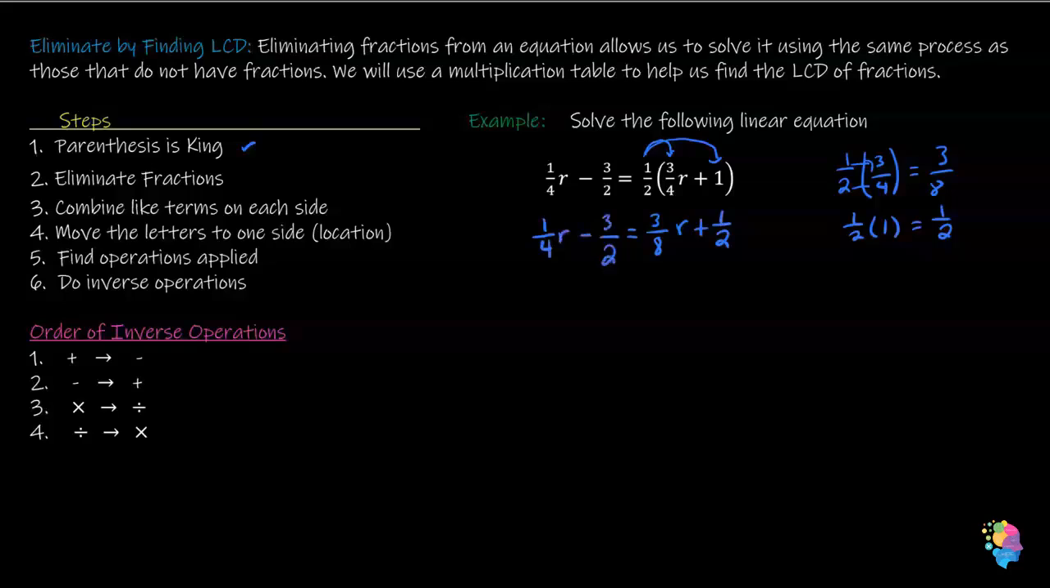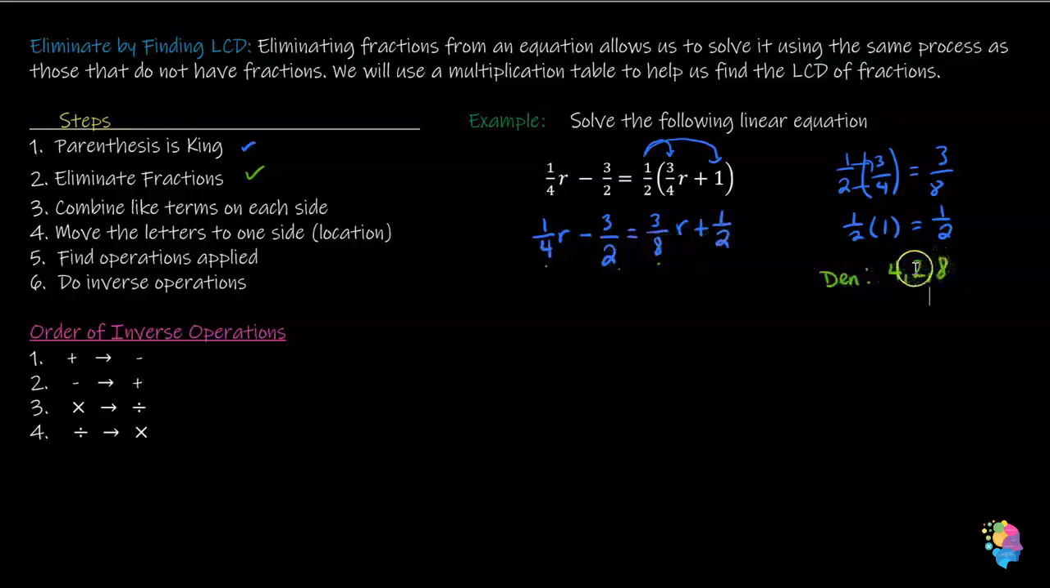Okay, we distributed the parentheses. The next thing is to eliminate fractions. So let's look at the denominators this time. I have a 4, a 2, and an 8. Now you might be saying, there are 2 2's here. Yes, there are 2 2's, but these are the same number. We only put the different numbers. Since the 2 and the 2 are the same, I only have to consider it once.